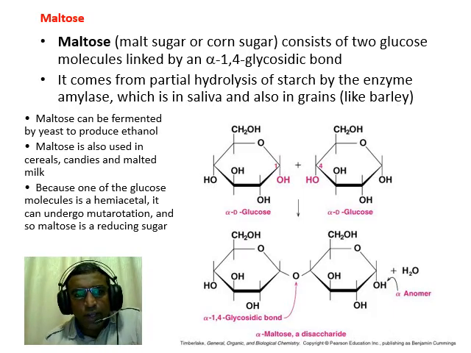So here you have maltose being explained. Maltose is basically made up of two alpha glucoses coming together by alpha 1,4 glycosidic bond. And it is found in starch that has been hydrolyzed by the enzyme amylase found in the mouth cavity, or also in grains such as barley.